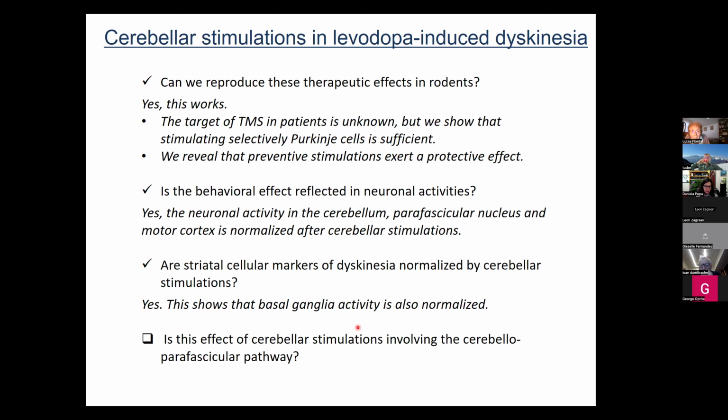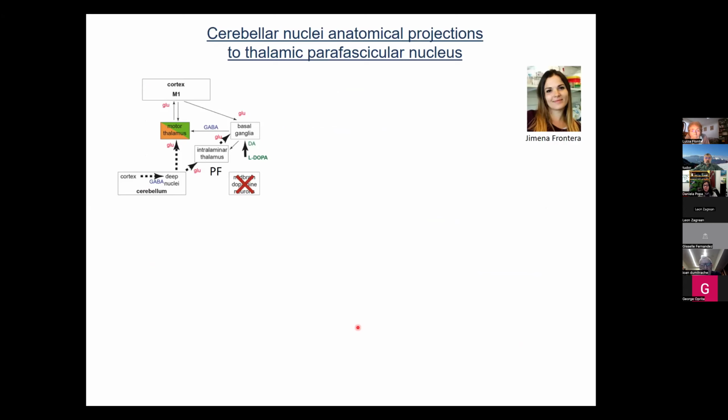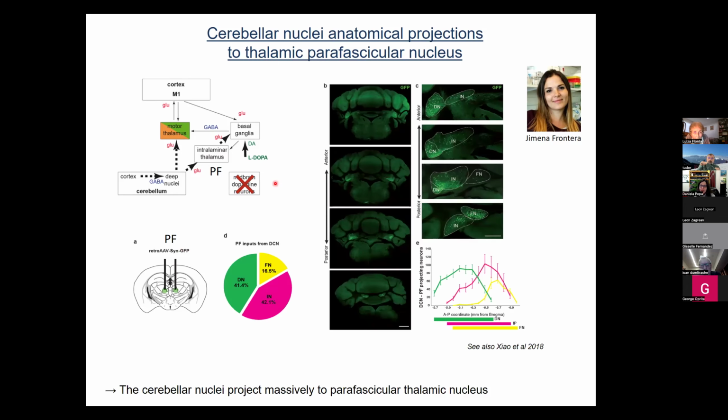To do this, we first looked into the anatomy with Jimena. She looked at the projections from the cerebellar nuclei to the thalamic parafascicular nucleus, which we know projects to the basal ganglia. For this, she injected retro AAV in the parafascicular nucleus, and we could see that the cerebellar nuclei, here dentate, interpose, and fastigial, all project massively to the parafascicular thalamic nucleus.